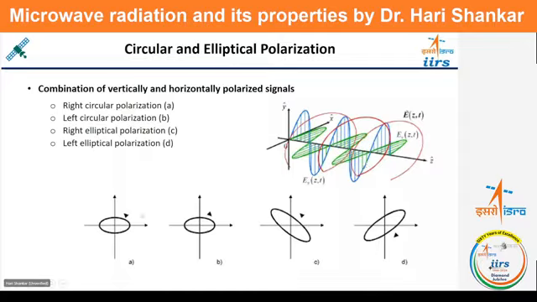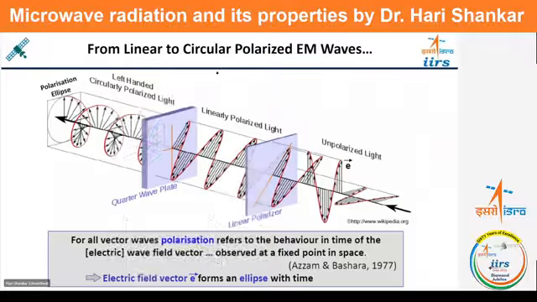So here you can say, if the direction of this ellipse is clockwise, then it is called the left circular, and if it is anti-clockwise, then it is called the right circular. So according to the motion of this ellipse, you can decide whether it is a right elliptical or the left elliptical. Just compare, clockwise or the anti-clockwise.